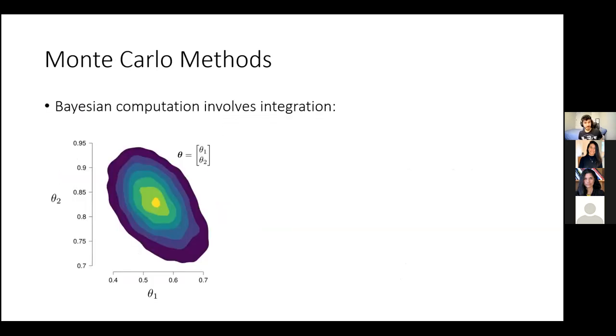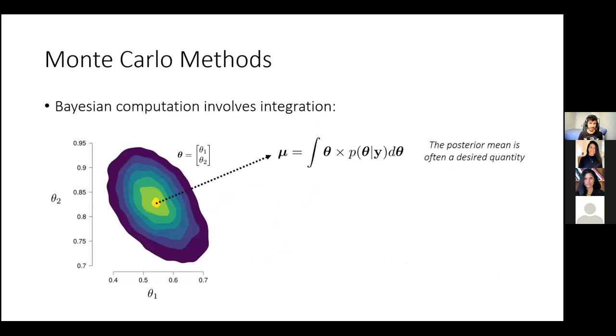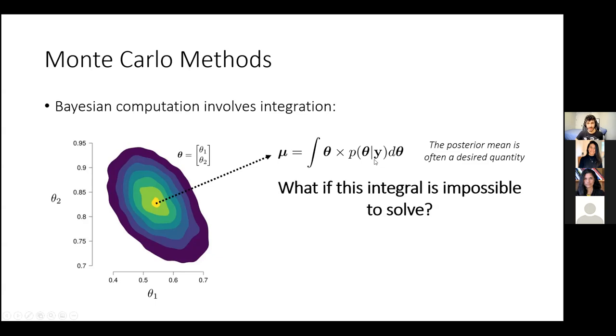And here's another example of a two-dimensional posterior with two parameters, theta 1, theta 2. You'll see that anything that you want to do with the posterior involves calculation of integration. Typically what we want to do is collect statistics about this posterior distribution. For example, I want to know what the mean of the posterior is. That is an integral taken with respect to that posterior distribution. And unfortunately, in most cases, this integral is impossible to solve for a given model.